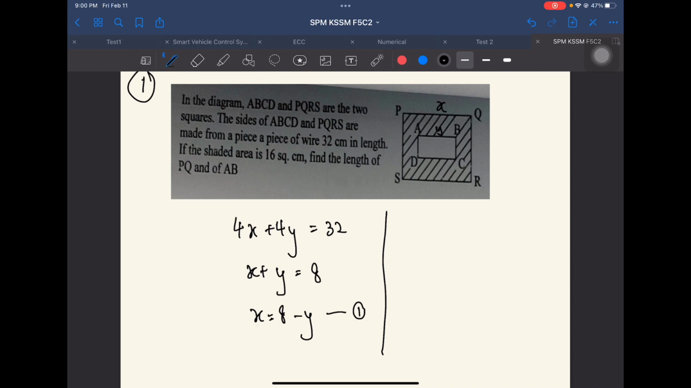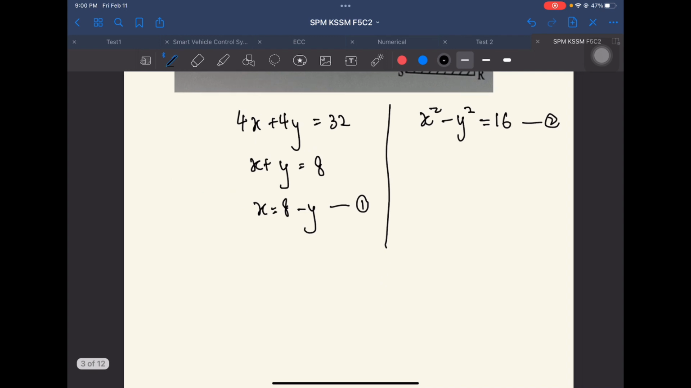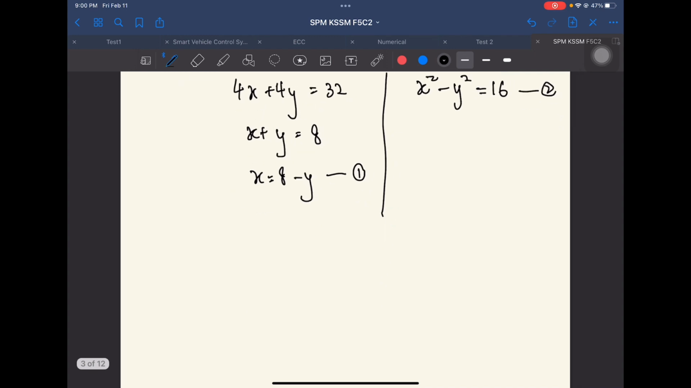Okay, so it also tells that the shaded area is 16 cm square. So what is given by the shaded area is the largest square minus smaller square. So x squared minus y squared equal to 16. Easy, right? So by knowing these two equations, sub first one into second one.